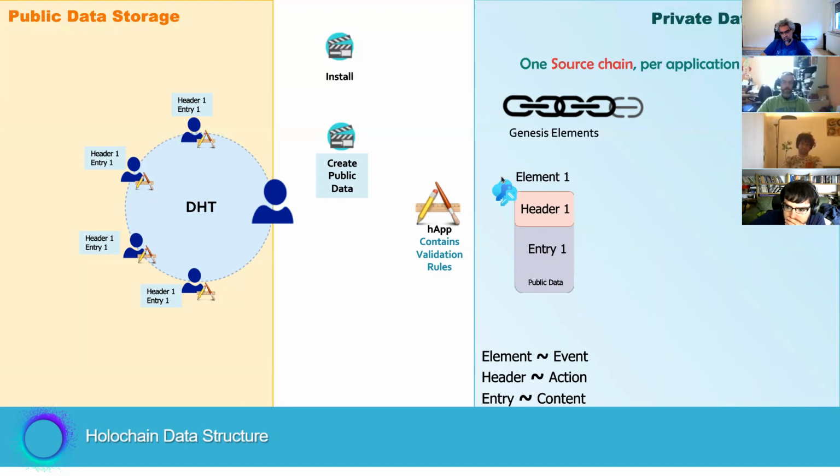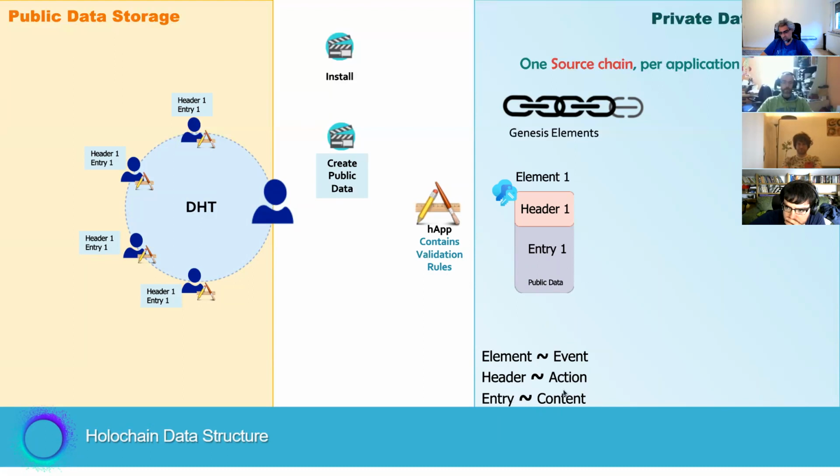Just imagine element is an event, header is action, and entry is content. You create a public data. It means one event happened. What was the event? Action. Header, we are calling header as action. The action was create. What did you create? One public data, good morning, for Twitter.